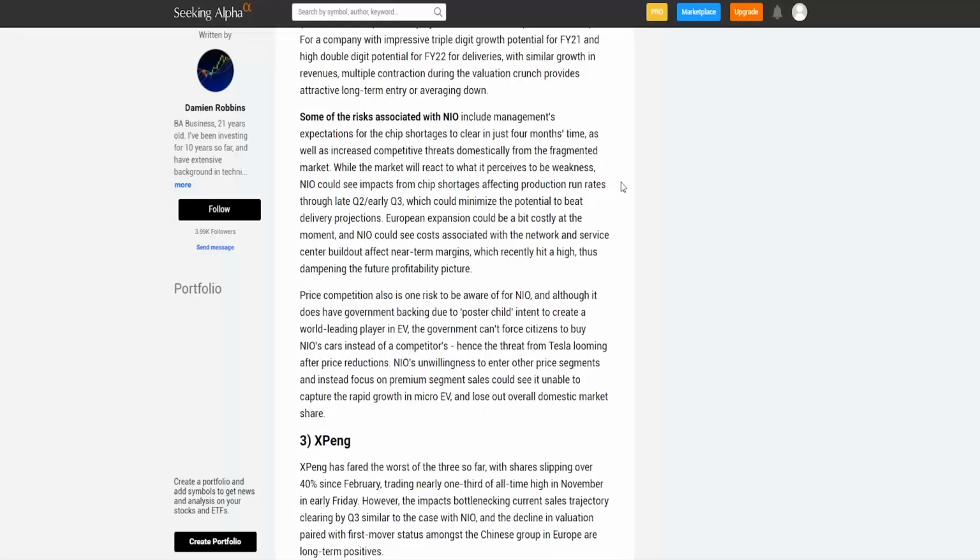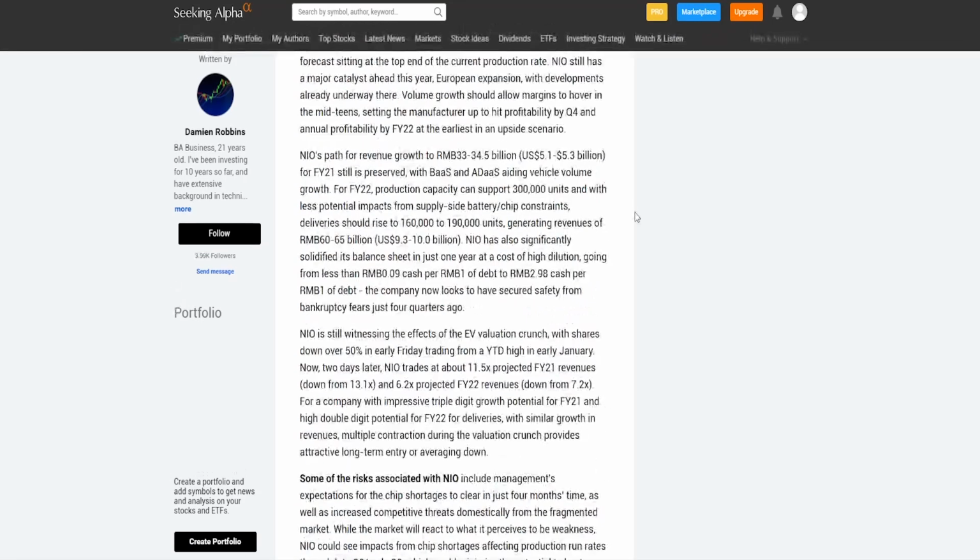Even in this article, the author proves you right that the demand remains very strong. But it's not everything perfect. There's also some risk, such as price competition, to be aware of for NIO. Although it does have government backing due to the poster child intent to create a world-leading player in EV, the government cannot force citizens to buy NIO's cars instead of competitors', hence the threat from Tesla looming after price reductions. But I still think NIO is targeting the right niche which no other EV company has targeted. This makes it special in my eyes, and each of these three companies has something unique, so if you own all three of them, I think you are the best equipped long-term investor out there.